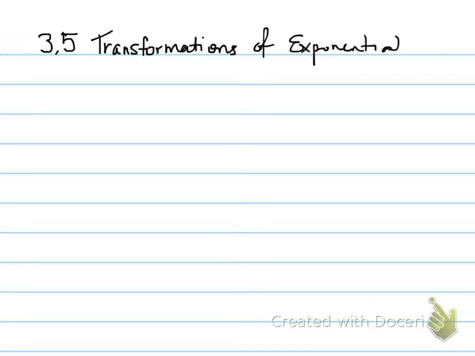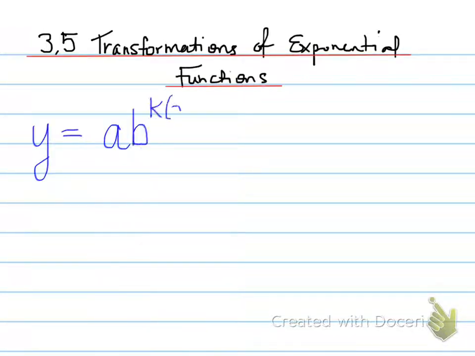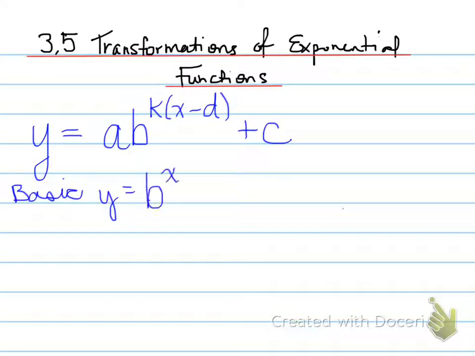Now we're looking at 3.5, and we're going to transform those basic equations we set up in 3.4. So we need to understand the transformations. And this, folks, is the full transformations. From the basic y equals b to the x, so b is the base, and x is the exponent, we can transform a graph by doing something here, here, here, and here.